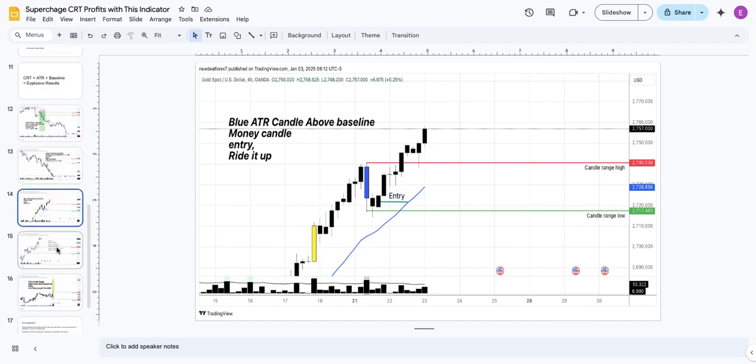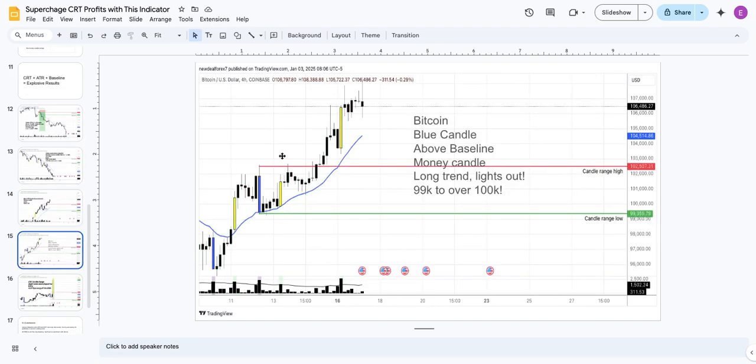Okay, let's go to another one, another long example. This is Bitcoin. Everybody loves Bitcoin. All right, so we have a blue ATR candle right here, above the baseline. Price taps the candle range low, and then look out.